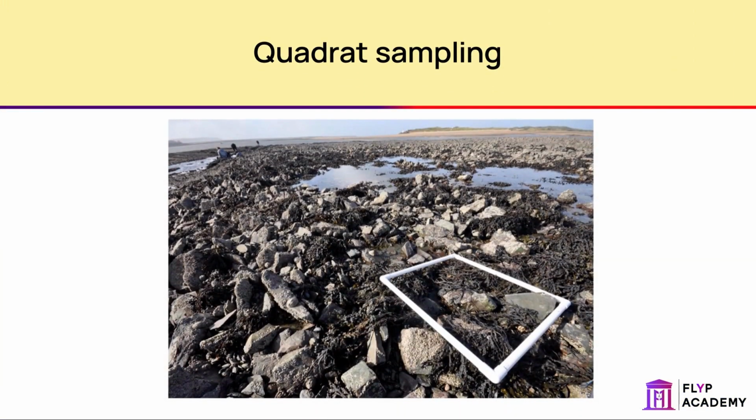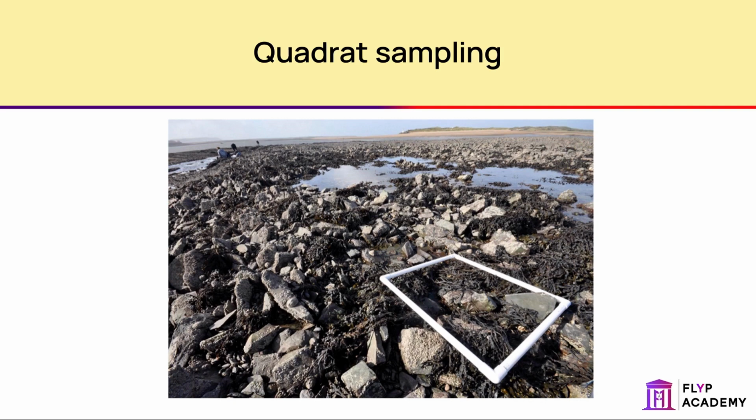Quadrat sampling is a way of counting some of the organisms present in a specified area to find out how many there are in total. This means that some of the organisms are counted over a specific area and the findings are generalised to give an estimate of the abundance of an organism.